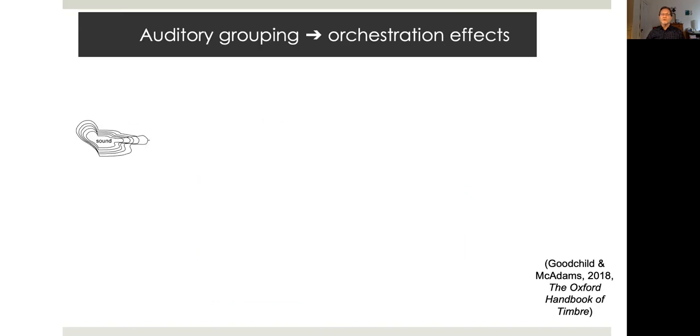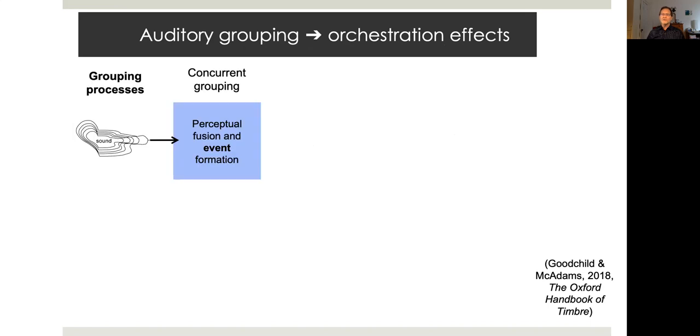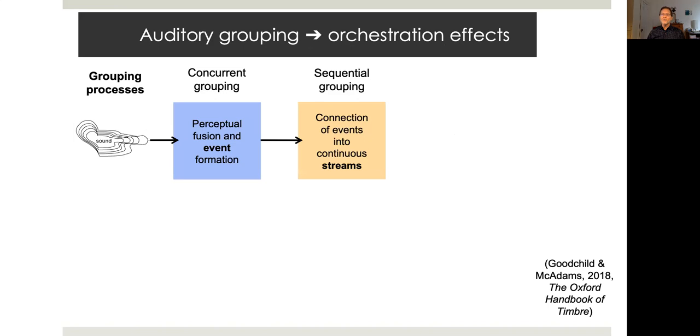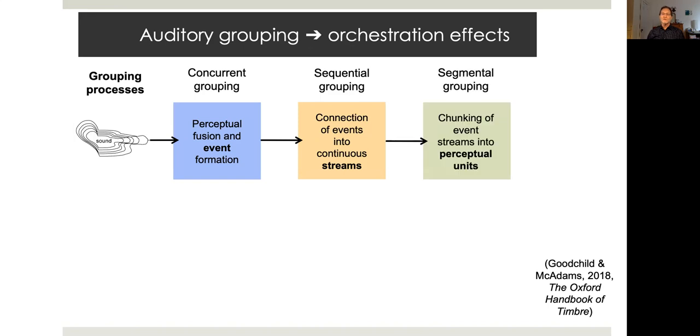Analyses of scores and orchestration treatises reveal that many orchestration names are implicitly related to auditory grouping principles. In terms of auditory scene analysis, auditory grouping processes organize the acoustic environment and determine what sounds are fused together into musical events in concurrent grouping, whether these events are connected into musical streams, surface textures, or layers in sequential grouping, and how listeners chunk event streams into musical units such as motives, phrases, themes, or sections in segmental grouping.